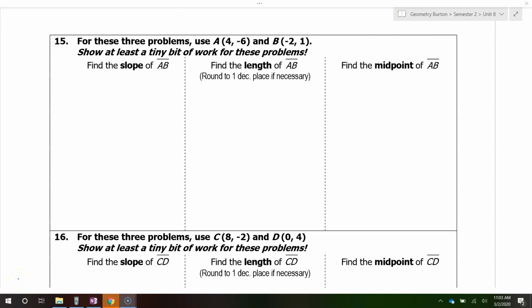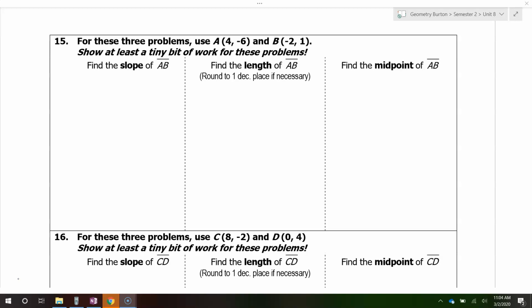In this video, I will show you how to find the slope, the length, and the midpoint between 2 points. So when I talk about length, sometimes you'll hear me say distance. The distance between 2 points and the length of a segment is the same thing. So first, let's talk about slope.